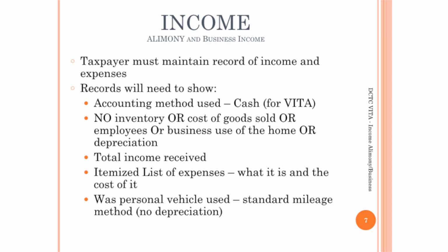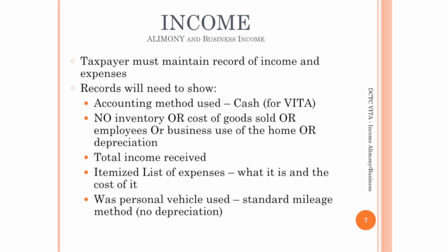If you can look at the slide, taxpayers must maintain a record of income and expenses. The records will need to show the actual accounting method used. We only prepare returns using the cash method for VITA. There can be no inventory or cost of goods sold or employees or business use of the home or any depreciation claim. The total income received.